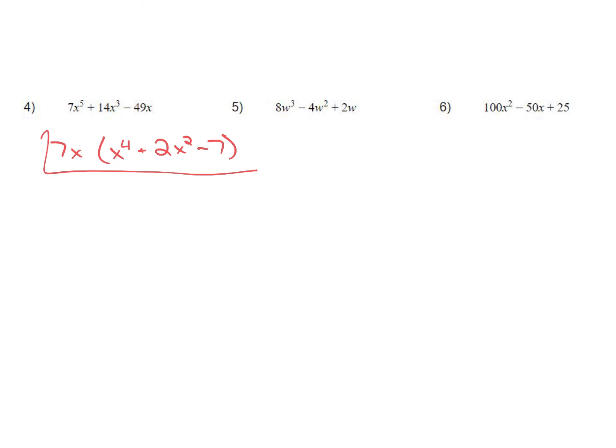Once again, we can take a quick minute to redistribute and double check our work, and yes, that would take us back to our answer.